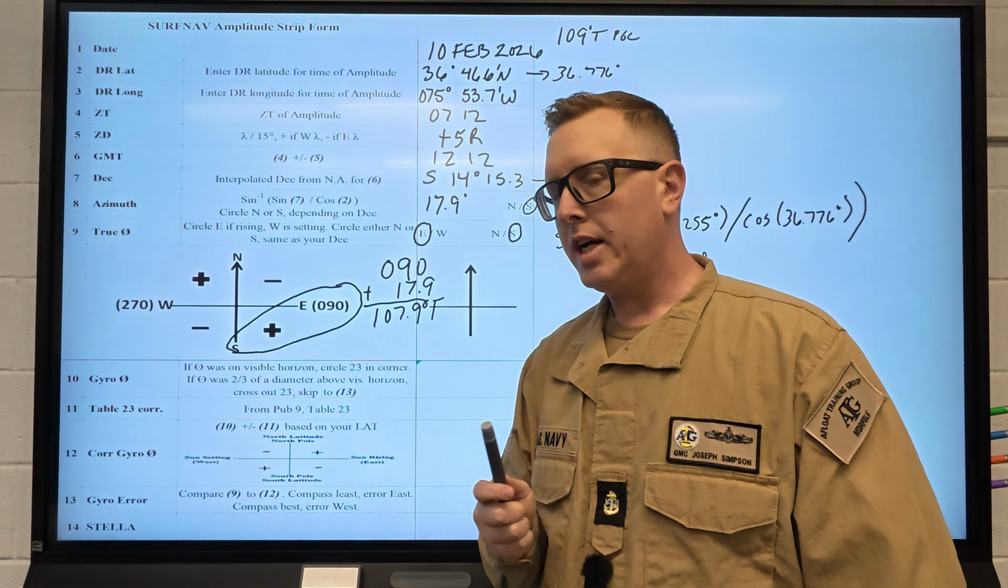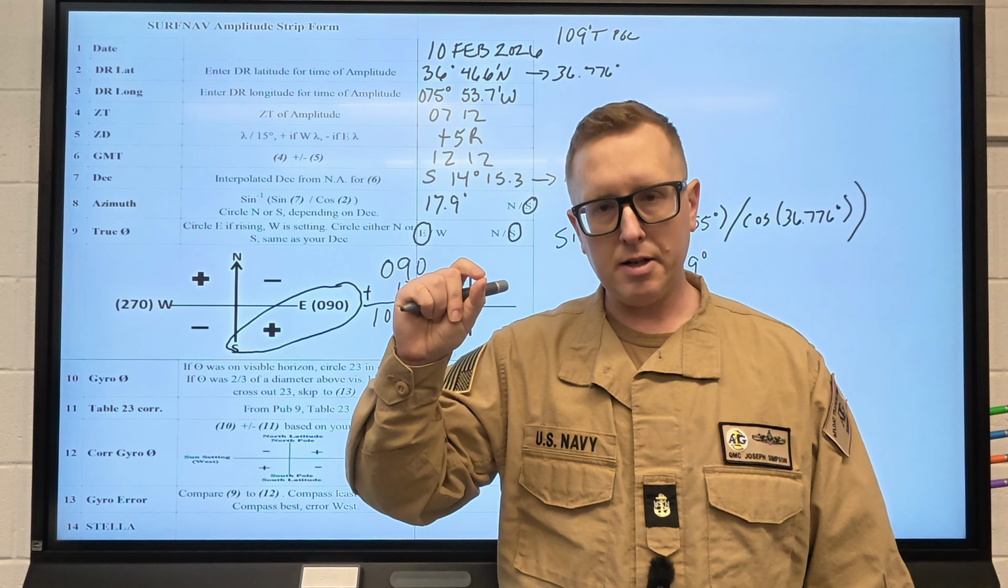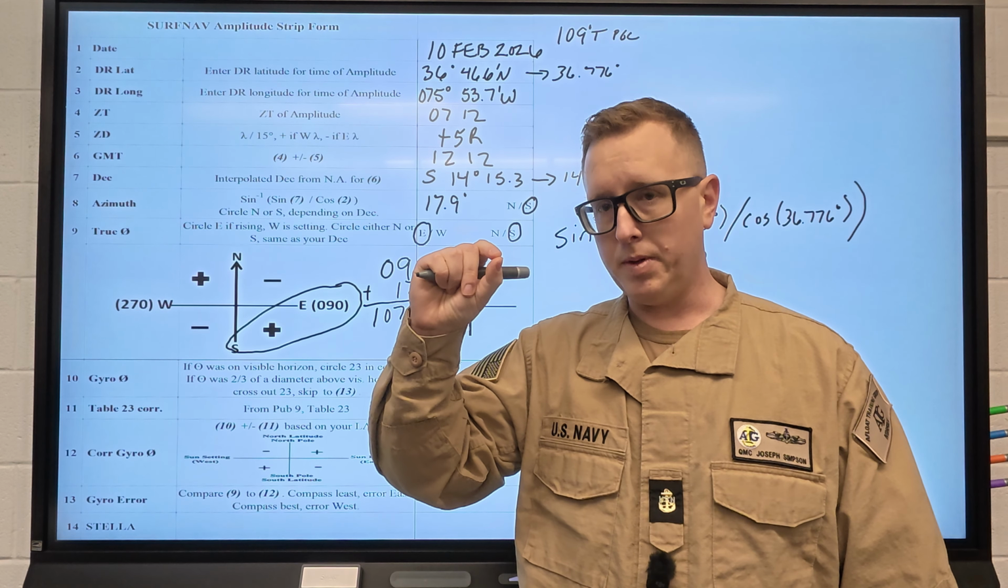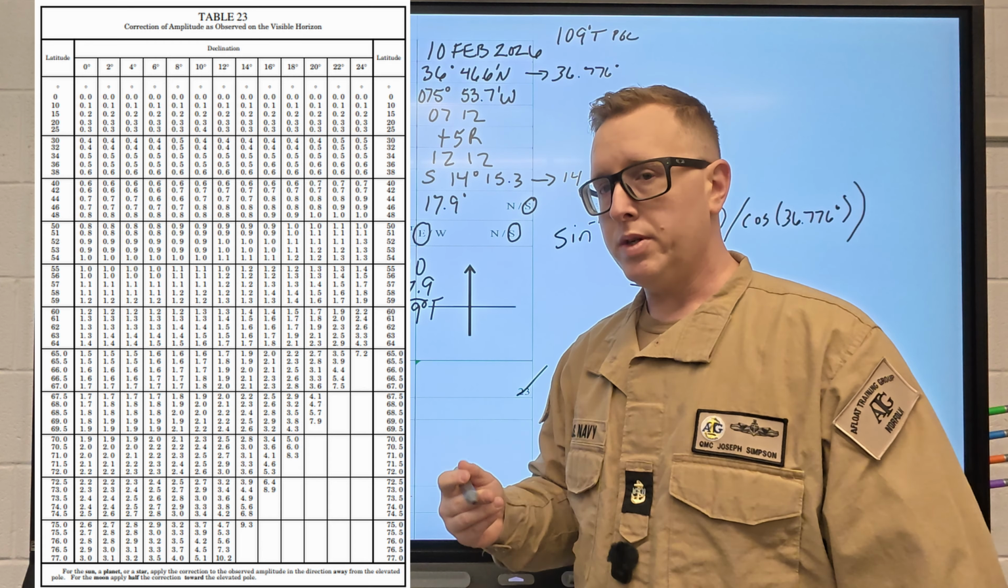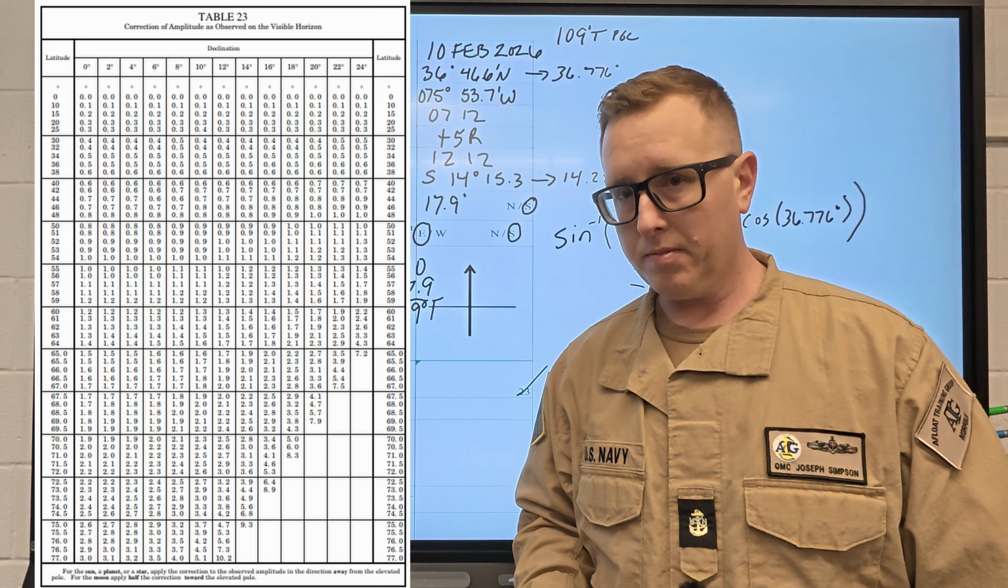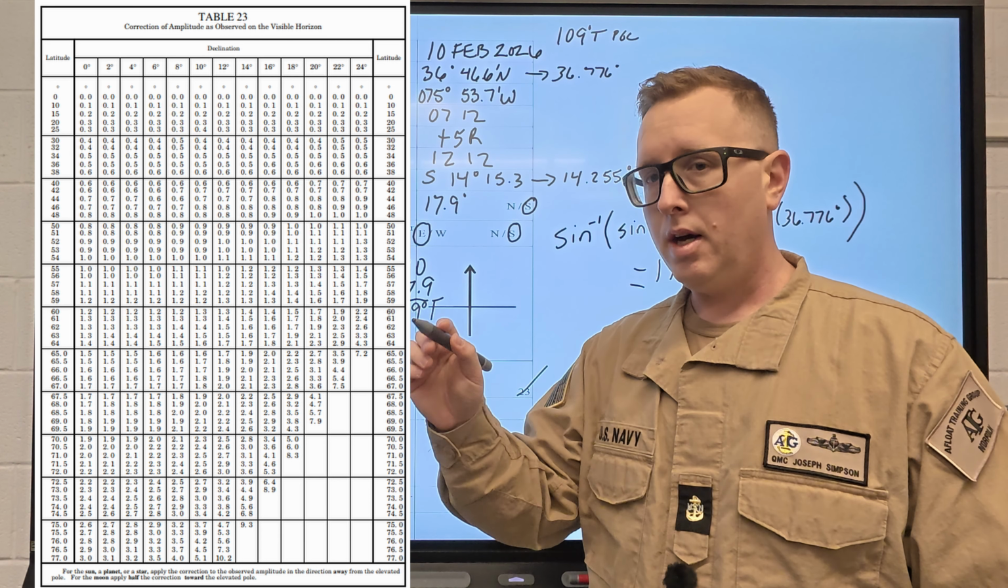When you're shooting this, you kind of have to guesstimate by seeing how big the sun is through the telescopic alidade, and guesstimate how high it should be based off the sun's diameter. As long as it's not on the visible horizon, you don't have to do this. Since it's 2/3 of the way up, I cross it out. If you did shoot it on the visible horizon, this is what table 23 in Bowditch looks like. You just triangulate the latitude and declination, and whatever it says, you write it down right here.